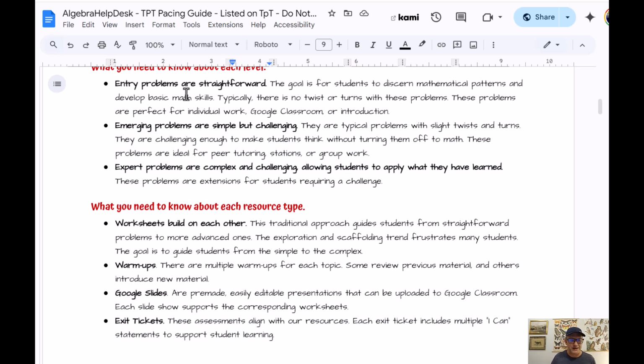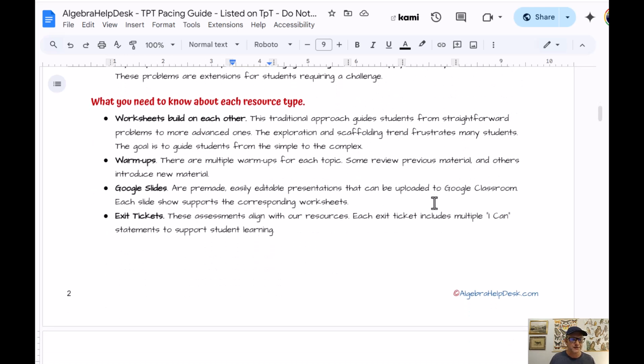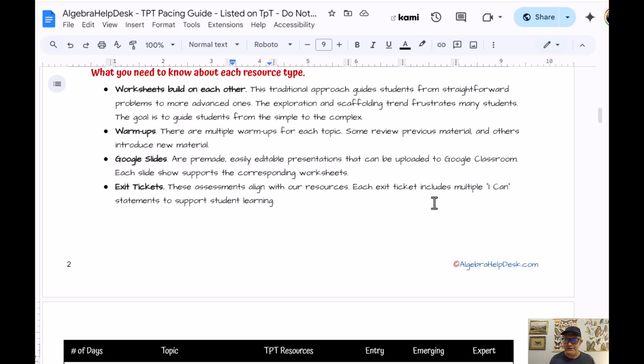And then finally we have our expert problems. These are complex, challenging problems, and we really use these problems to force students to apply what they've learned and to apply multiple concepts at once. Our worksheets build off from each other, so what you do in lesson 1 is going to prepare you for lesson 2 all the way throughout our course.